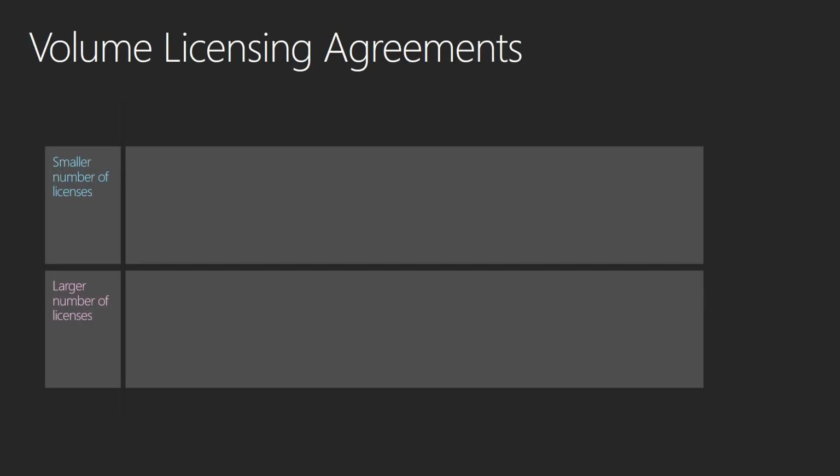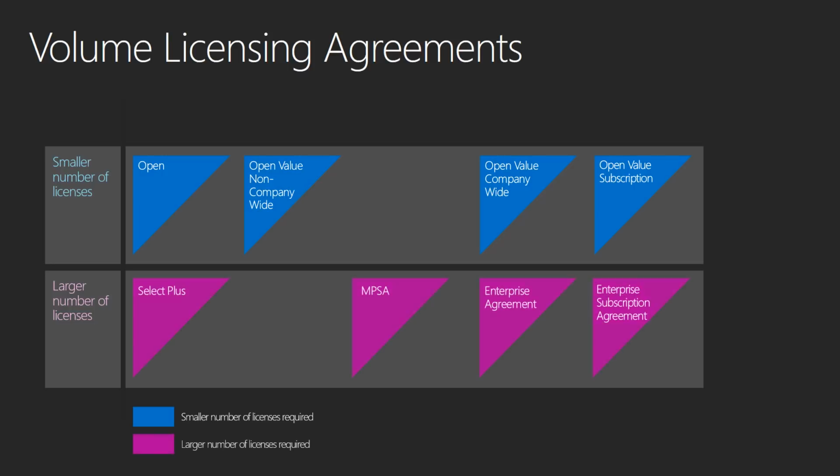Now, the first thing you need to know when choosing the right volume licensing agreement for your scenario is how big the organisation is, how many licenses they will be ordering. Smaller organisations will be choosing from one of the programs in the top row in blue here. So that's plain old Open, or one of the 3 different types of Open Value. Larger organisations will buy one of these pink programs here: Select Plus, the MPSA, an Enterprise Agreement, or an Enterprise Subscription Agreement. Note that only Microsoft's LSPs, that's the Licensing Solutions Partners, can sell these pink programs.